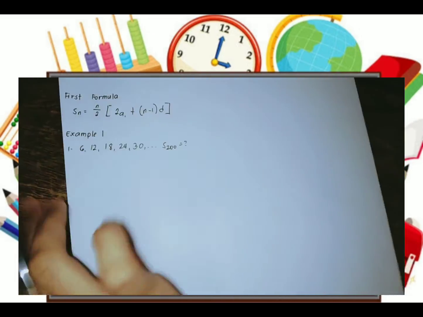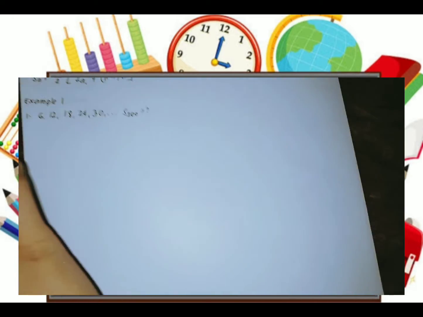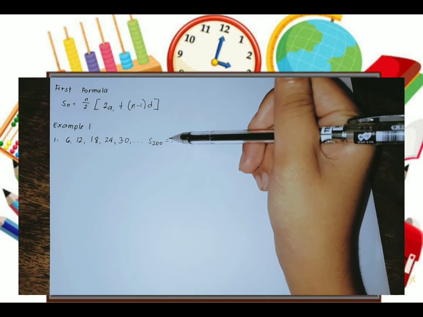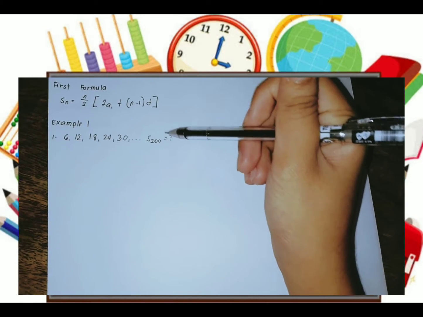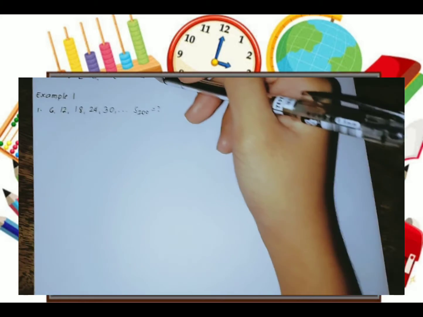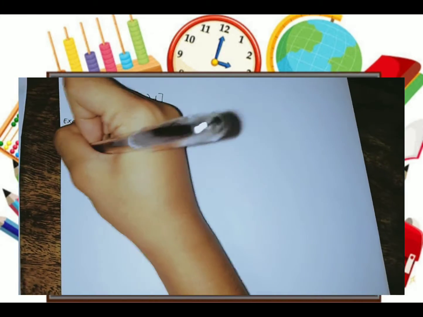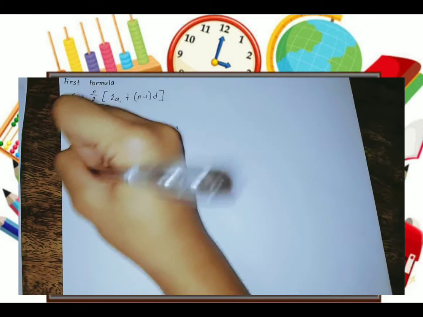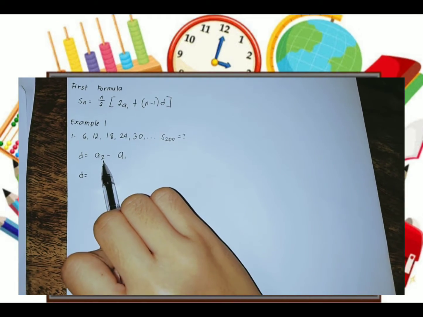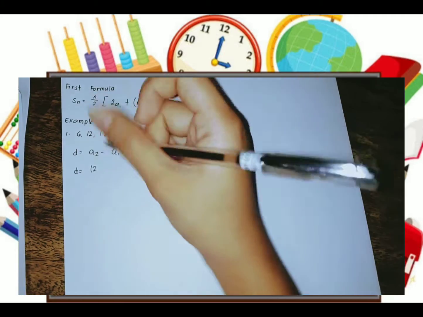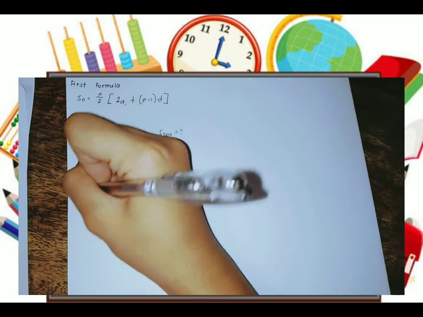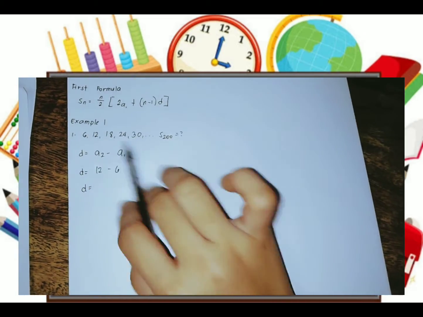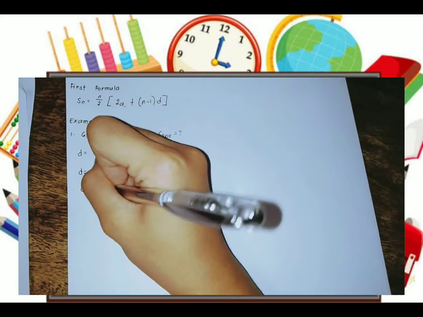First, we will find the common difference so that we can solve for the last term, the 200th term. So d is equal to a sub 2 minus a sub 1. Our second term is 12 and our first term is 6, so we subtract to find the common difference of this given arithmetic series. 12 minus 6 is equal to 6.